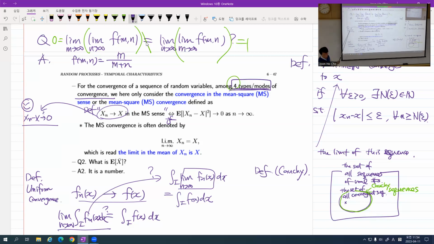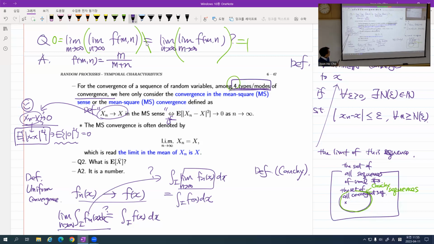Now, mean square sense. So this convergence is in the mean square sense. We put this here and say that X_n converges to X in mean square. And we know what this is, right? This is 0: the expected value of the squared difference between the nth random variable and our limit random variable.